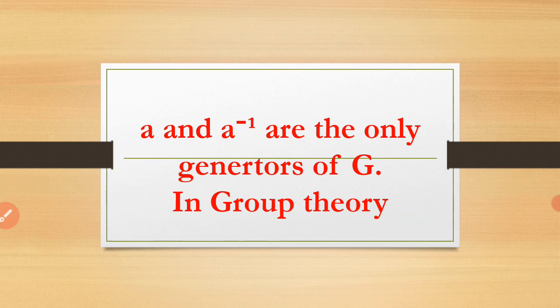Today we will study that G has only two generators, which are A and A inverse. A and A inverse are the only generators of G in group theory. Let's start.